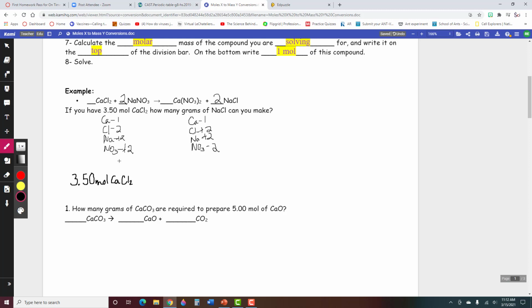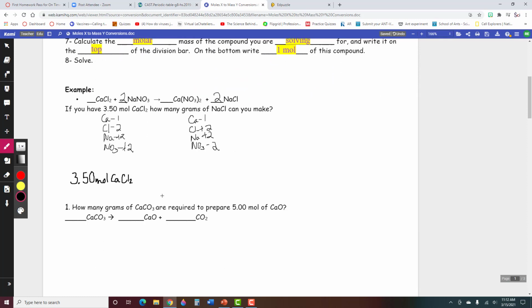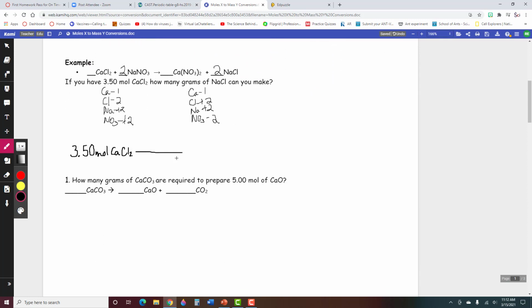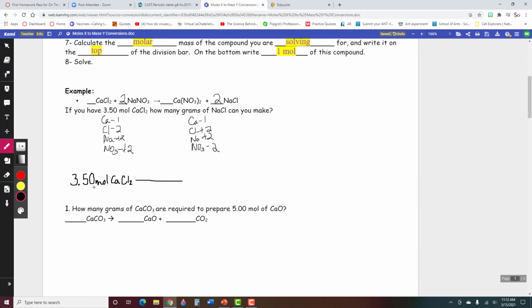Alright, then the next step is always going to be the same as well. So step 3, draw a division bar. There we go. Now the next step is always going to be the same as well. Take what you have and put it on the bottom. So take the units that you have, moles of CaCl2, and put it on the bottom. This is what you do for every stoichiometry problem. This is what you do for every conversion problem. These should always be diagonal to each other.